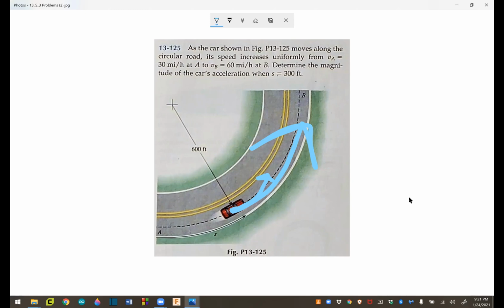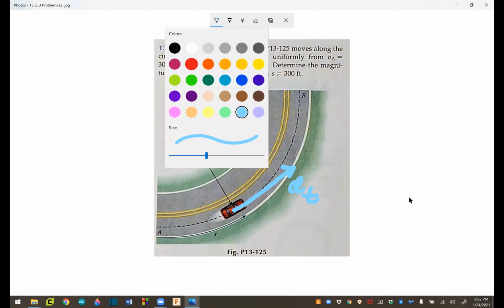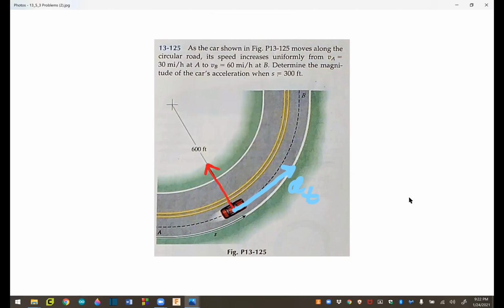So knowing that we only know about the motion, they give us the velocity values, they give us the positions, and they're asking us to figure out the magnitude of the car's acceleration. Because this is circular motion, we are going to talk about the acceleration in two different directions: the tangential acceleration, and then the normal acceleration. And what we mean by normal acceleration is normal to the circle.